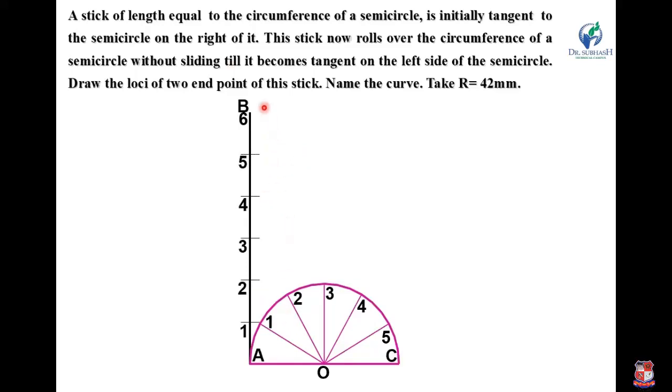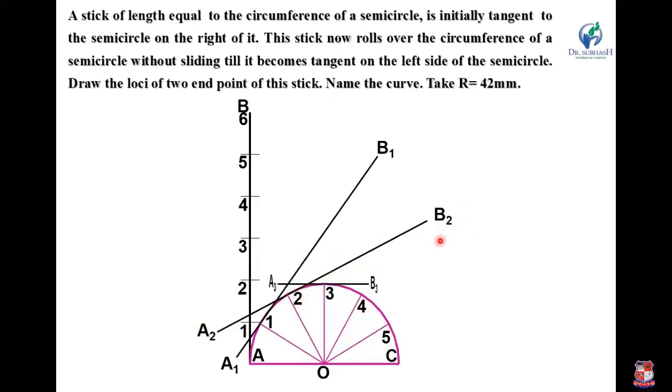Now if this line starts rolling on this semicircle, and we roll 1/6 part, then this point 1 will be matched with this point 1, and the new position will be A1 B1. So one part is on this side and 5 parts are on this side. Similarly, if we roll further, the next position will be A2 B2, so point 2 will be matched with this point 2. So 2 parts are on this side and another 4 parts are on this side.